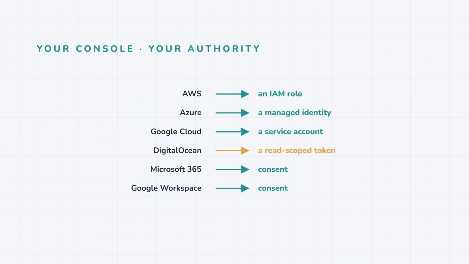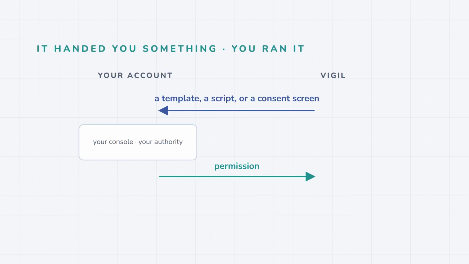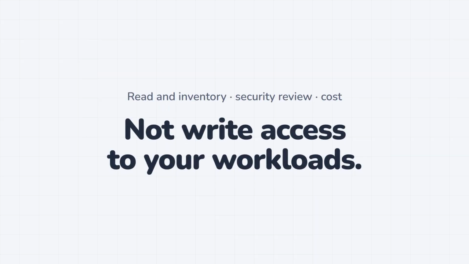And notice which way the work went. Vigil never asked for your console credentials and went in on your behalf. It handed you something and you ran it, where you already had the authority. Read and inventory, security review, cost, not write access to your workloads.